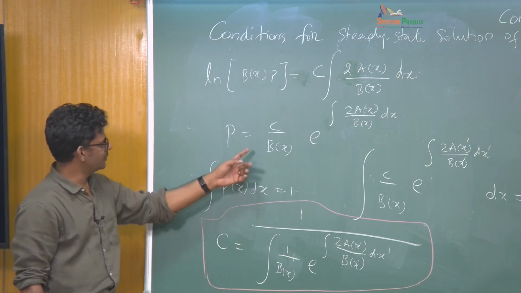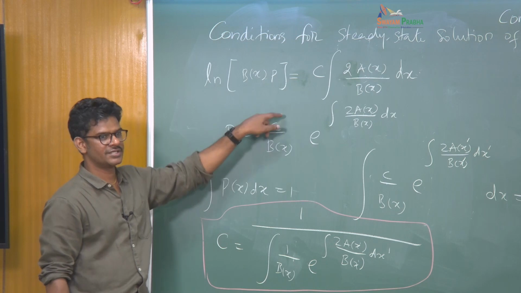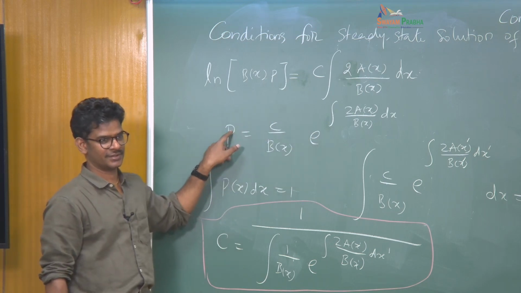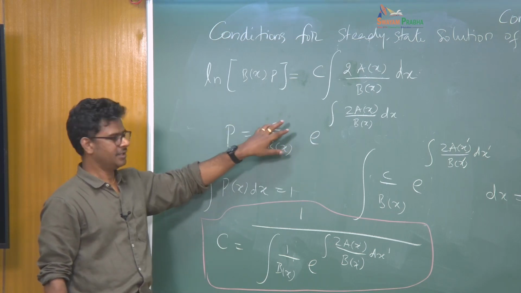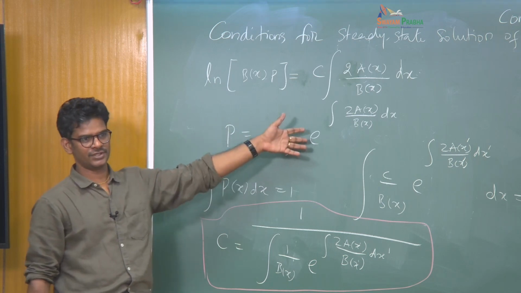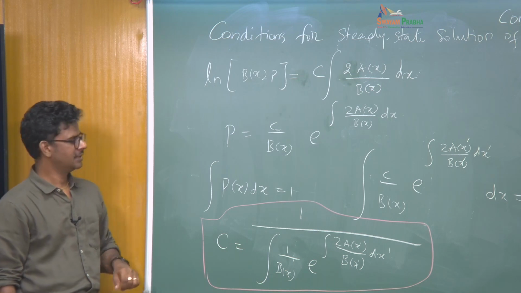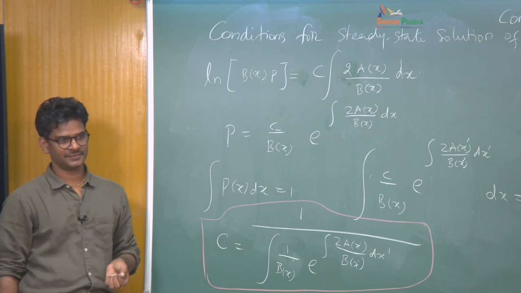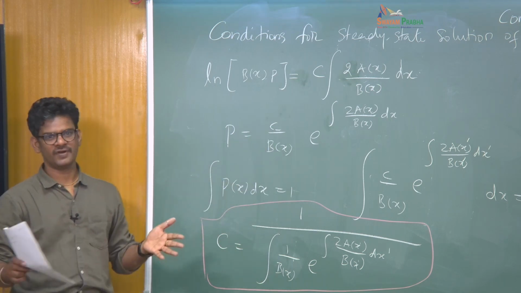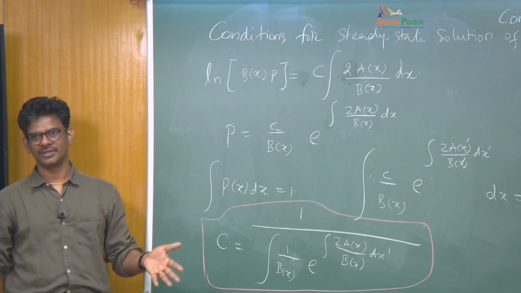Remember, this C comes as a normalization constant in the probability distribution function. So this is a finite quantity. If it is 0, this becomes a trivial distribution of P equal to 0, which is not allowed. Nor can C be infinite. So C has to be some finite number in the range 0 to infinity.